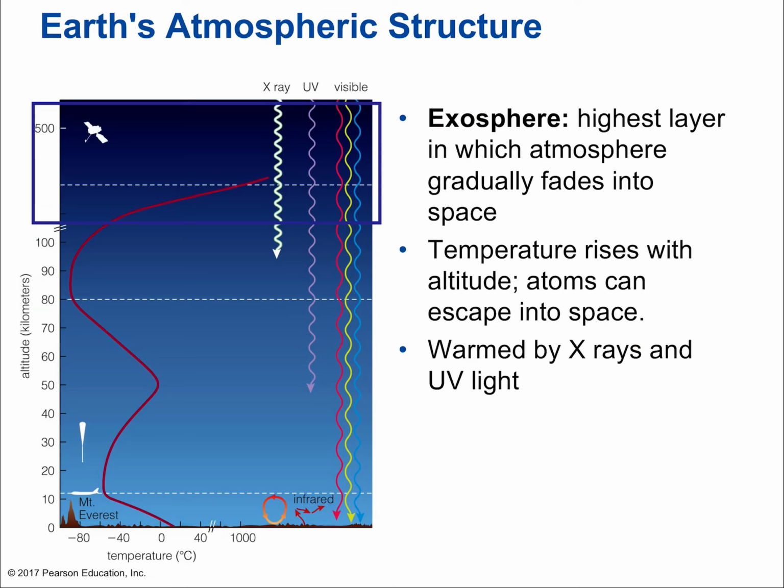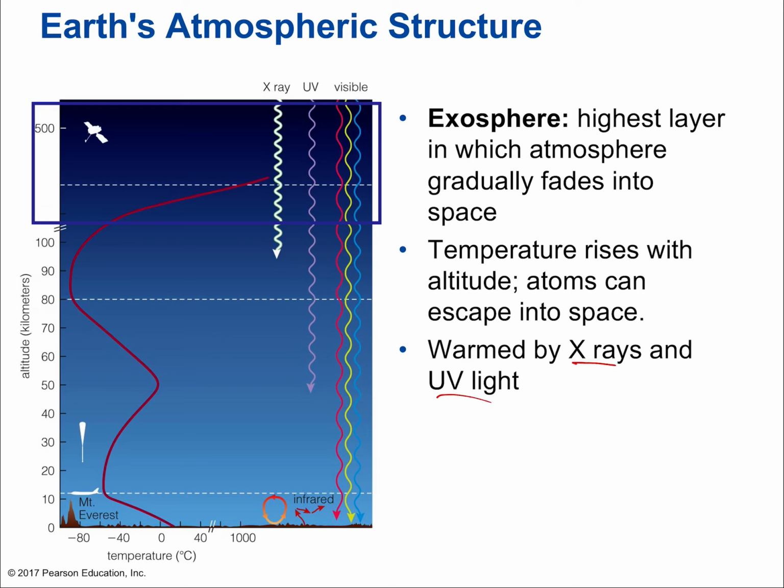Temperature rises with altitude. The atoms can escape into space now, right? This is where we actually lose atoms. Atoms that make their way up into the exosphere might never come back down, okay? They can just get lost to space, all right? And it is also warmed by X-rays and UV light, just like the thermosphere.